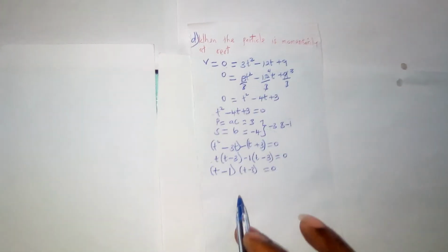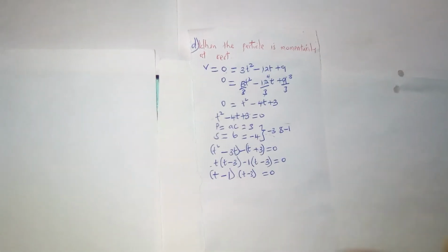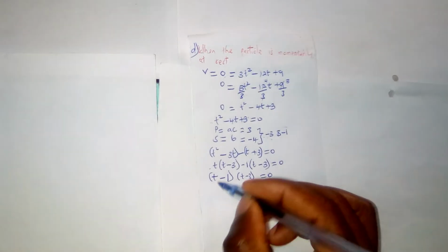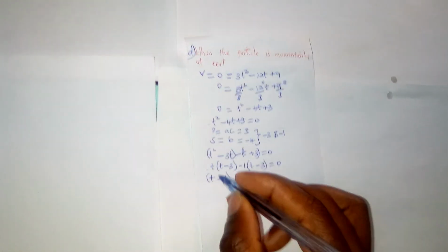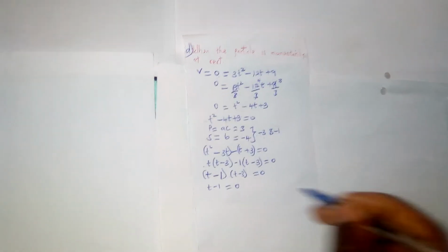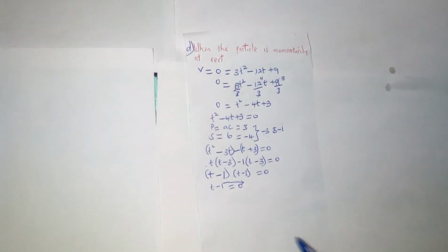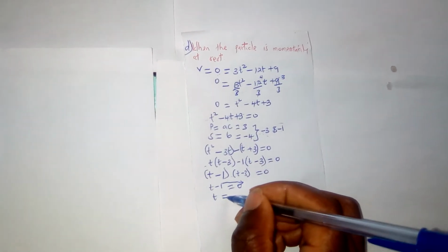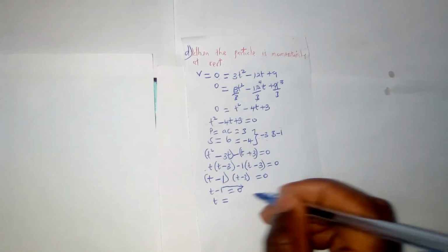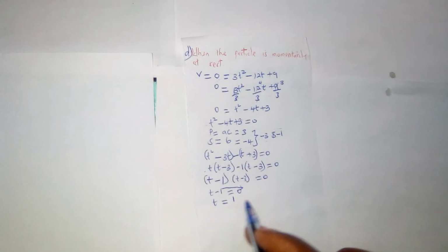Now since I have these two brackets, I'm supposed to use each and every bracket independently to get the values of t. So when I start with t minus 1, I'll say t minus 1 is equal to 0. Then from here I can get the value of t by letting negative 1 cross the equal sign, so that I remain with t is equal to, when a negative crosses the equal sign, it becomes a positive. So I'll end up getting positive 1. So the first time is 1 second.